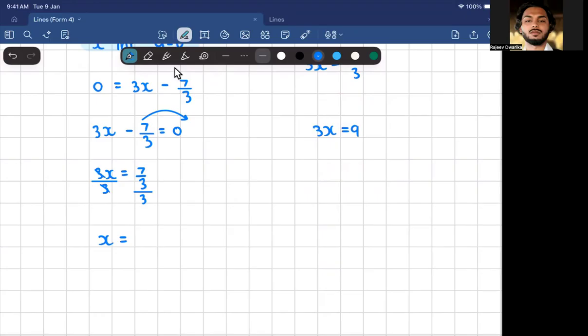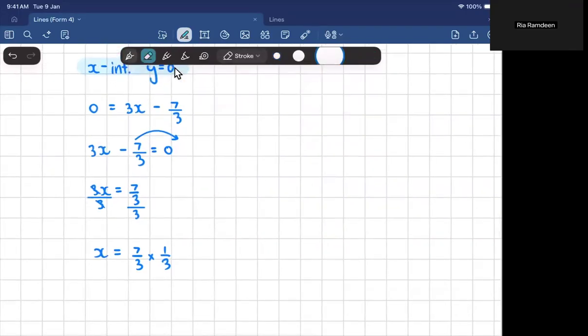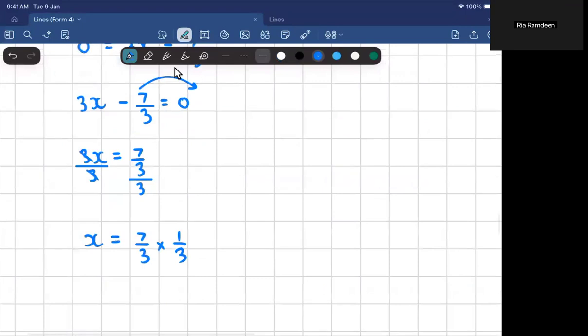Etiosa, on a scale of 1 to 10, how confused are you? So the next line is actually going to be 7 over 3 multiplied by 1 over 3. If you're confused here, tell me. Yeah, it confused me a little bit. Okay. Ria, are you confused? No, because the 3 that we divided by turned into 1 over 3. All right. So that's okay.